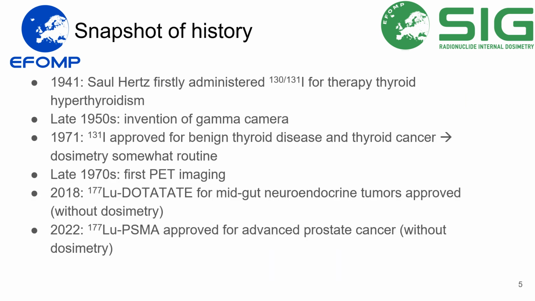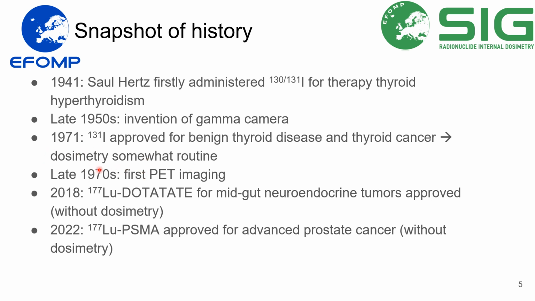Now a little snapshot of history. Already back in 1941, Saul Hertz first administered iodine-131 or 130 for the therapy of hyperthyroidism. Then in the late 1950s, the gamma camera got invented, and in 1971, only then, iodine-131 got approved for benign thyroid diseases and thyroid cancer treatment. And here, I would say dosimetry is somewhat routine in the clinics as well.